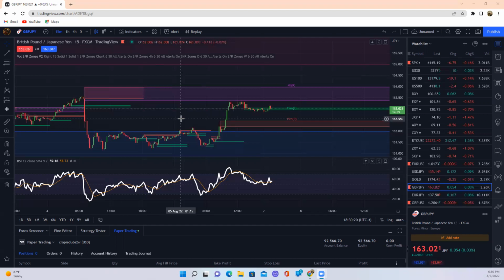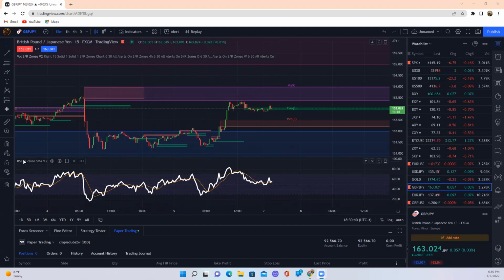Okay, so the technique. All right, so what we have here, obviously we have our regular candles, we have our support and resistance zones marked out from the 15 to the 4 hour to the daily, and all of that good stuff, right? These are our regular candles. And then here we have our RSI.